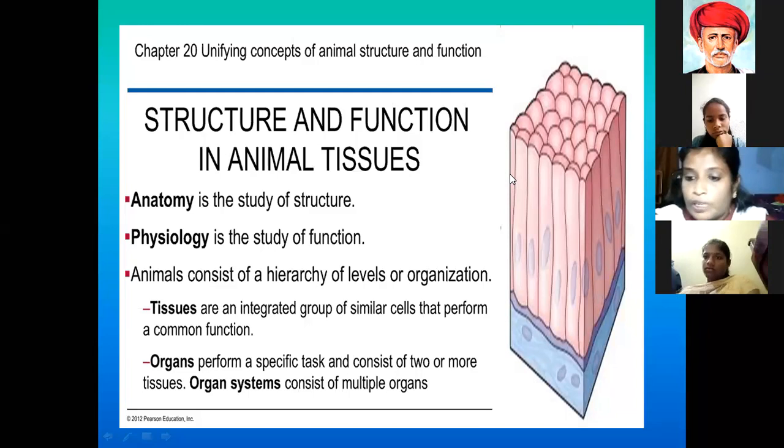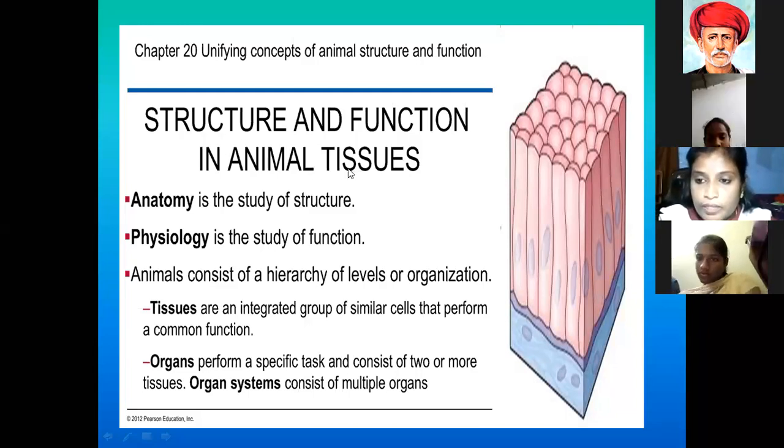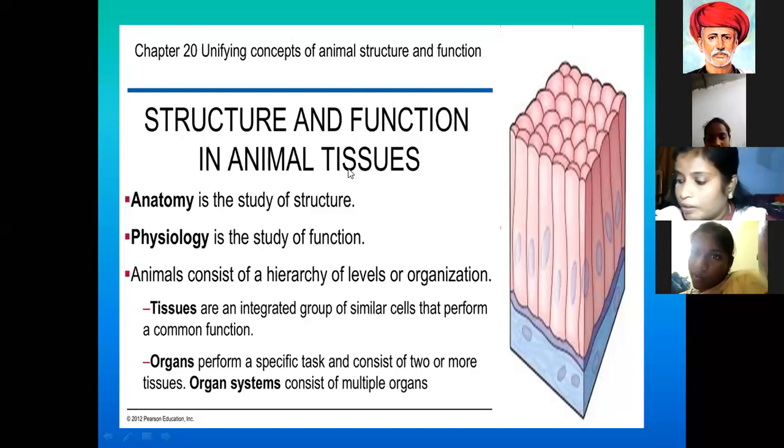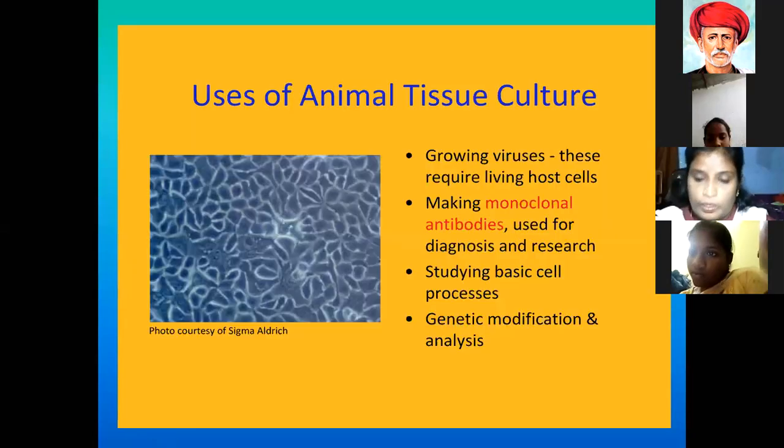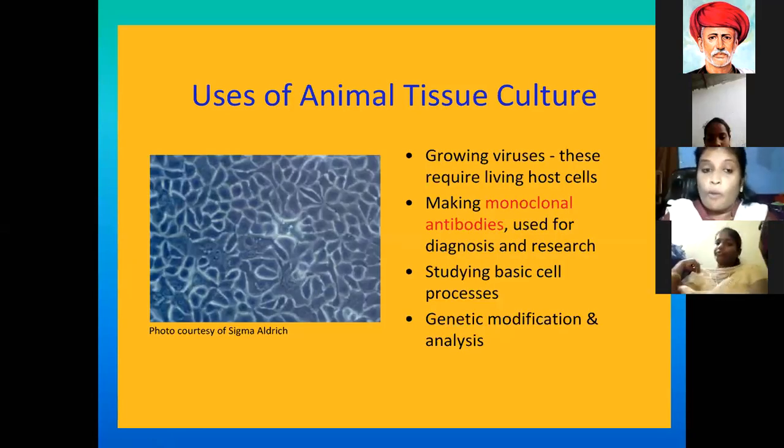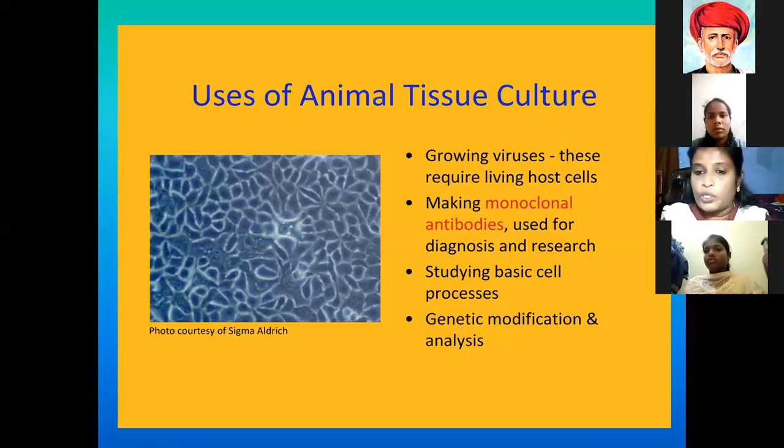Can you understand this slide, ma? Shall I move to the next slide? Okay. Mainly, what are the uses of animal tissue? We know animal tissue is a living tissue and there are many examples. Human beings are also one kind of example.